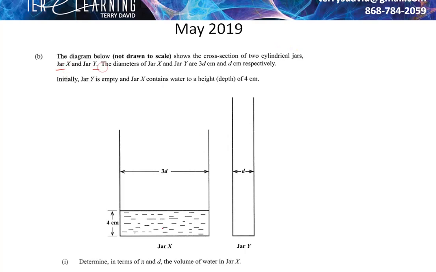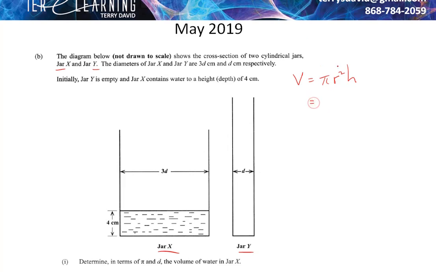Alright. Now for part B, they told us that we have two cylindrical jars, jar X and jar Y, as this one and this one. And they said initially jar Y is empty and X contains water to a height of 4 cm. They also give us some information about the diameters. So they want, what is the volume of jar X? Now the volume of a cylinder is simply pi r squared h. That's the volume of a cylinder, right?